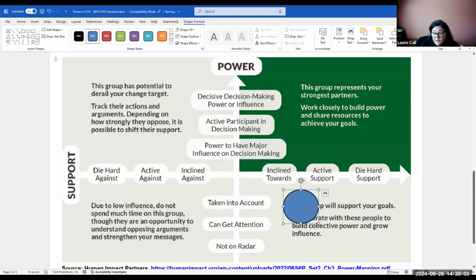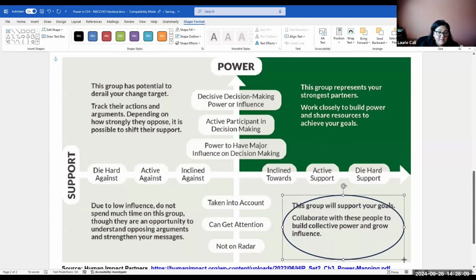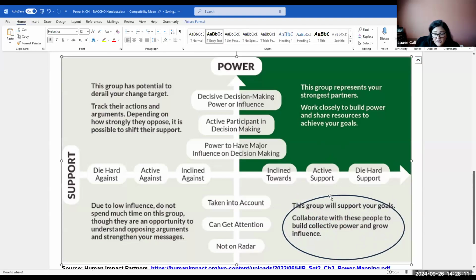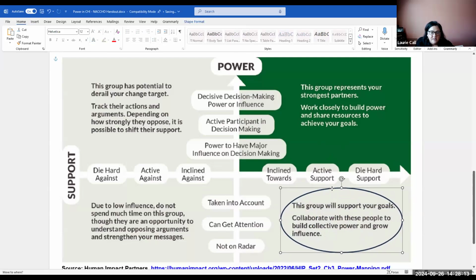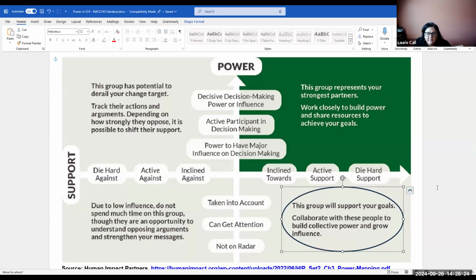There might be some other parent groups who maybe are well resourced and live in a well resourced community and might not be having a problem ensuring that their kids have 3 healthy meals a day. And they might be up here at power to have major influence on decision making. So you want to look at where they plot out on this power grid and have discussions about then how you will engage them based on where they're at and what you know.